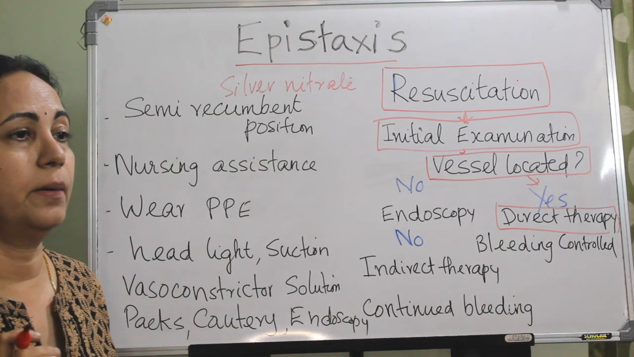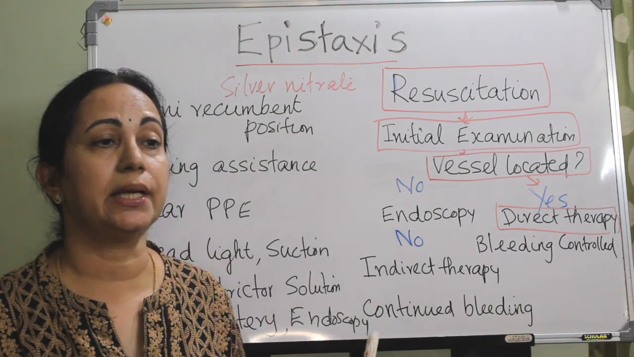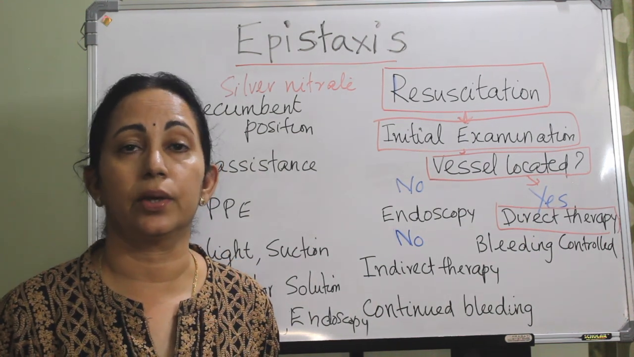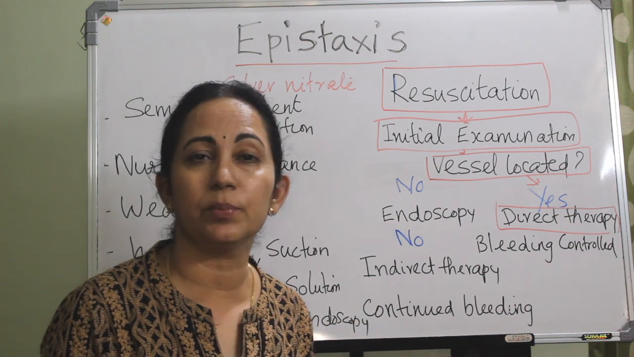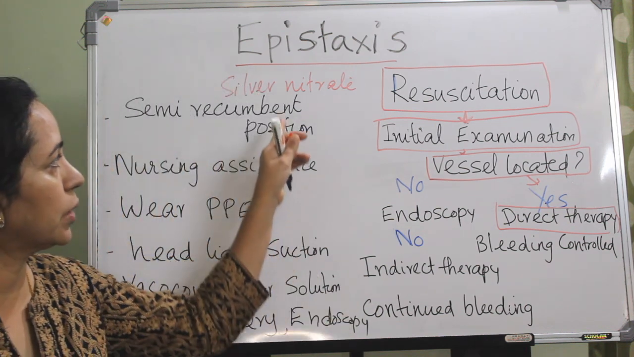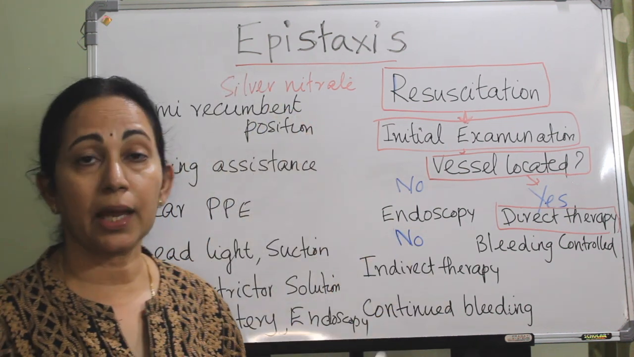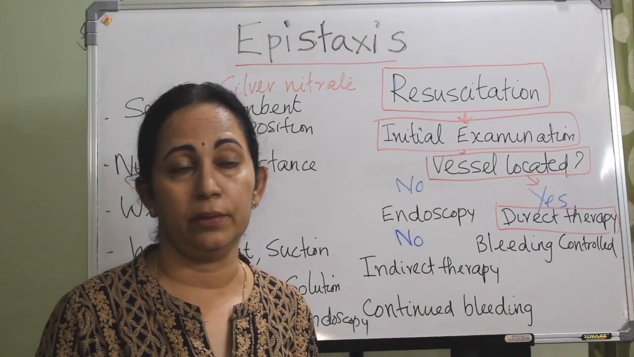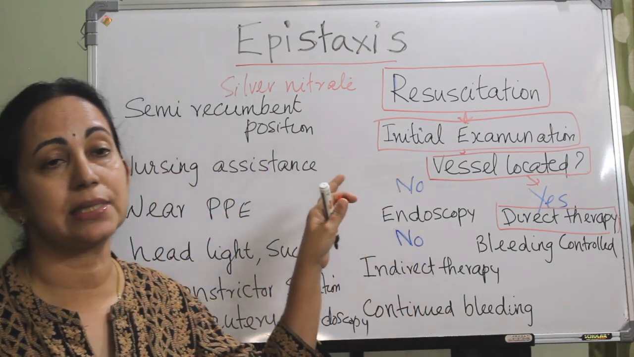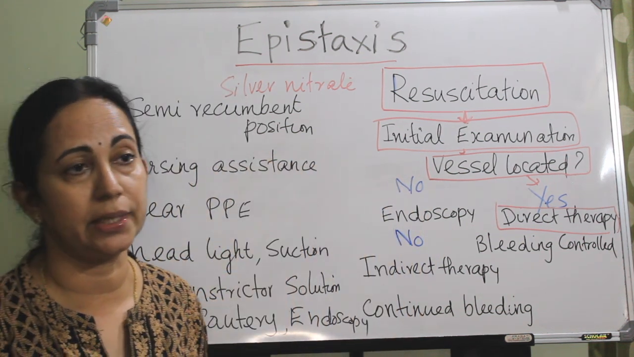Okay, for the anterior bleeding point, it is better to use a silver nitrate cautery than a bipolar cautery, because bipolar cautery is a little more painful to the patient. So you can cauterize it with silver nitrate. The posterior bleeding point will not be easy to cauterize with silver nitrate.